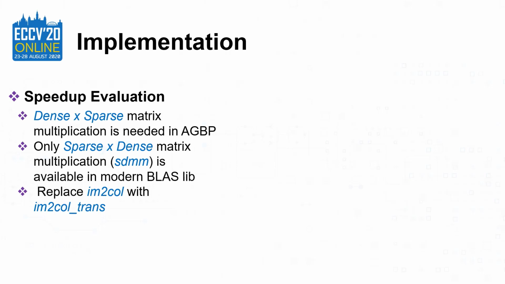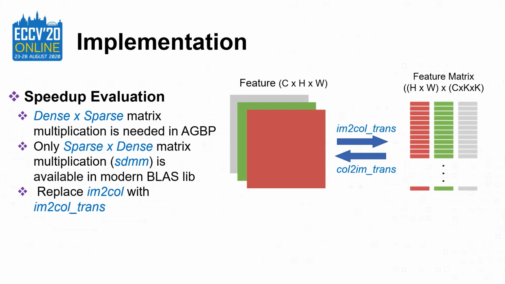We found that dense and sparse matrix multiplication is needed for the AGBP step. However, the existing BLAS library such as Intel MKL only support multiplication between sparse matrix and dense matrix. So we need to transpose weight and activation gradient in this step. To save the computation time, we change the origin image to column and column to image functions so we can get transposed matrix after calling these functions. The modified calculation procedure can be summarized as.